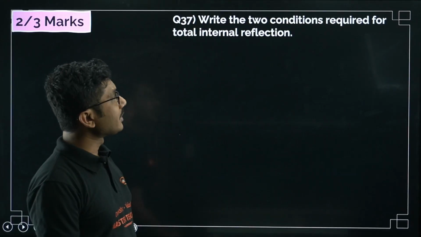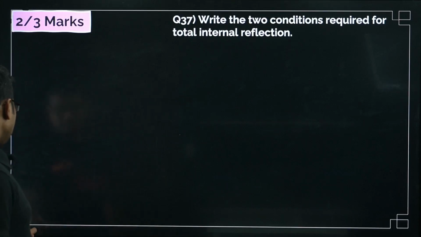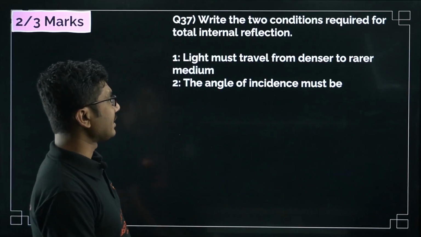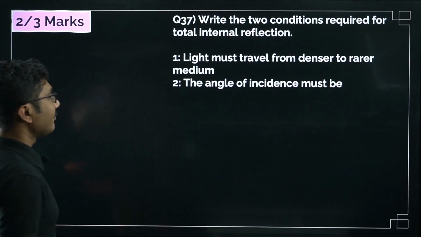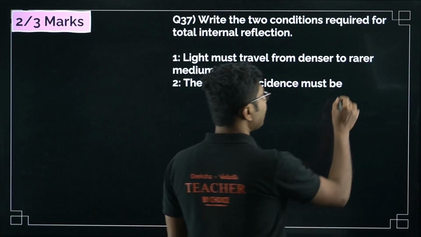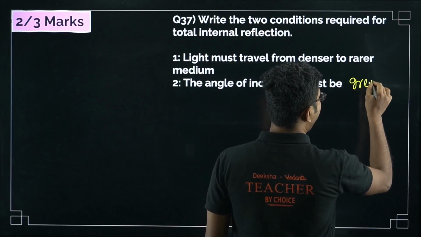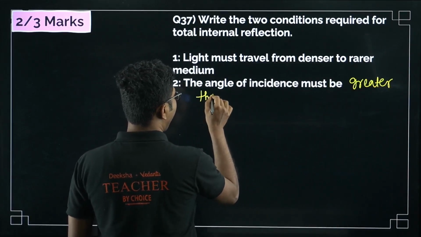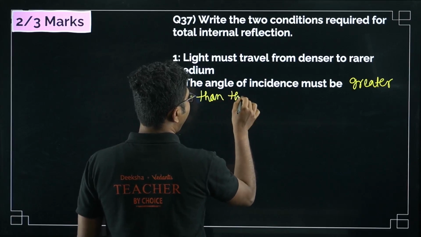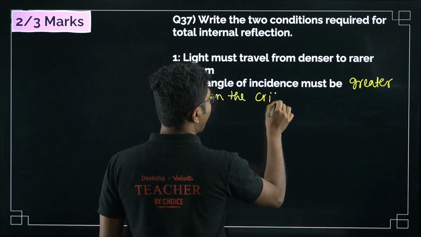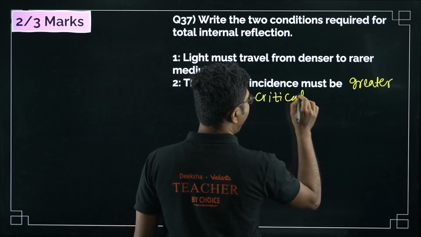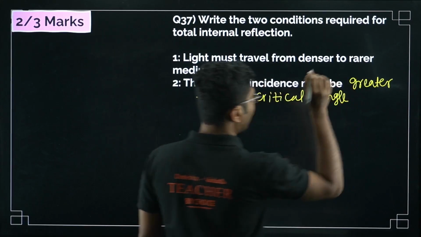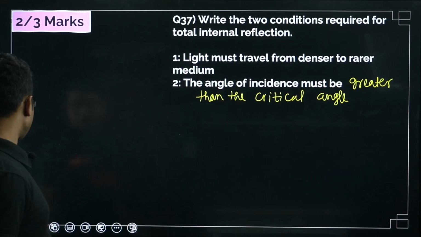Write the two conditions required for total internal reflection. Another important question. Light must travel from a denser to a rarer medium. The angle of incidence must be greater than the critical angle. Okay. Next question.